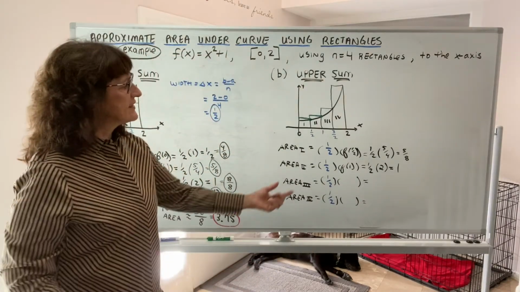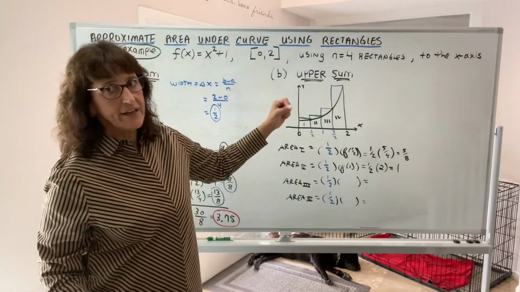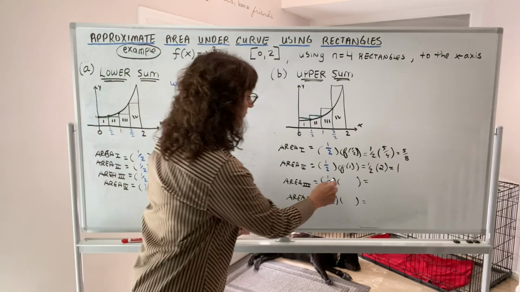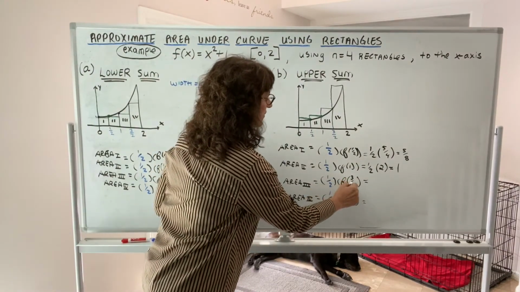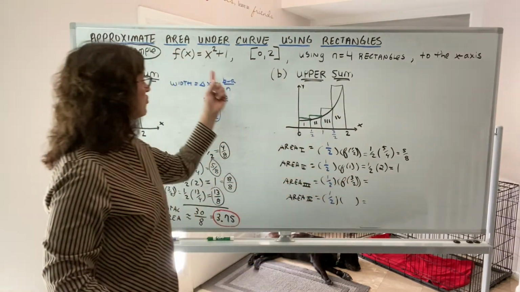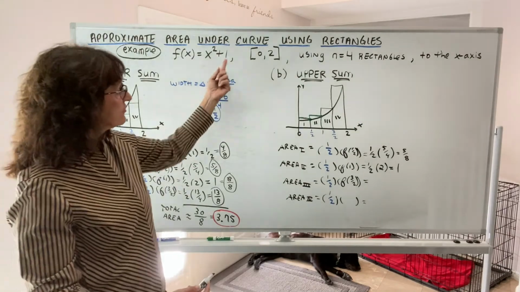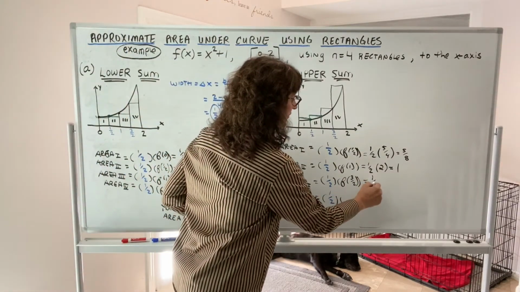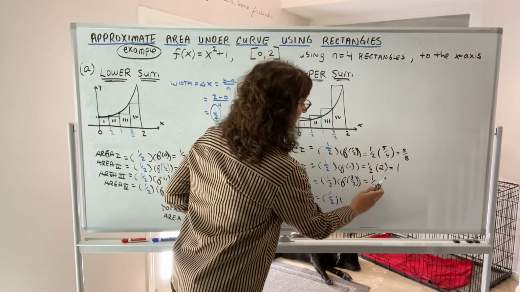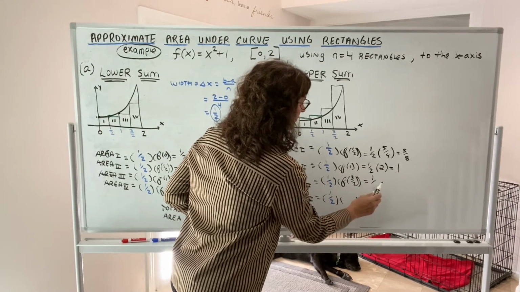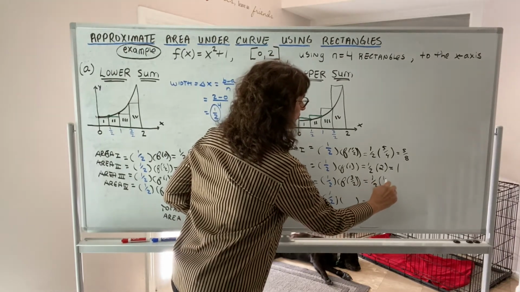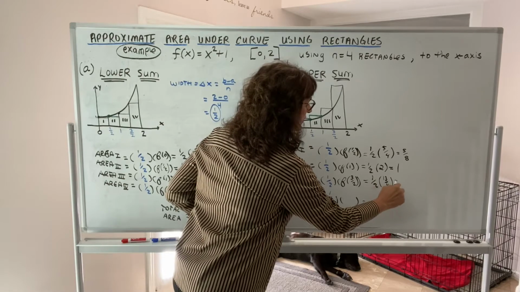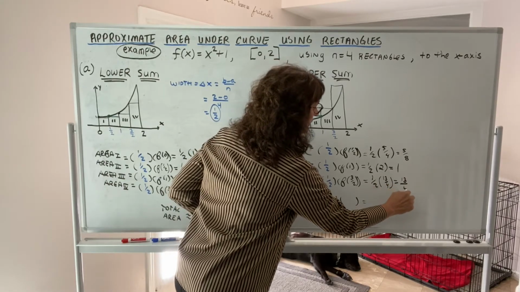Your third rectangle, the width is 1/2. Your height is going to be the function value at 3/2. So you take 3/2 squared, which is 9/4. 9/4 plus 4/4 gives you 13/4. So you have 1/2 for your width and 13/4 for your height. The area of the third rectangle is 13/8.